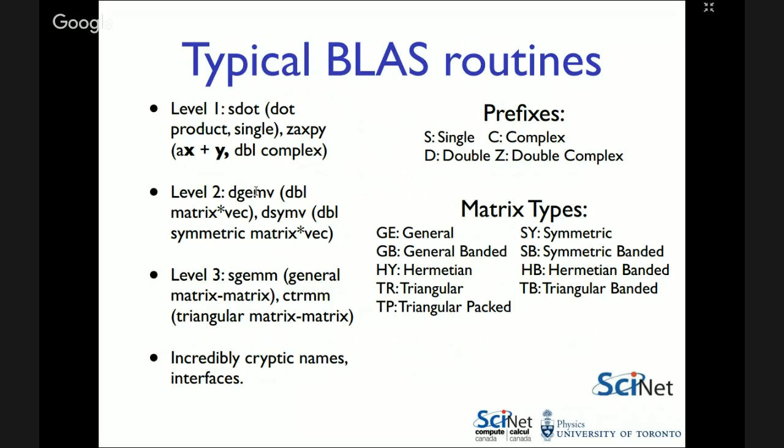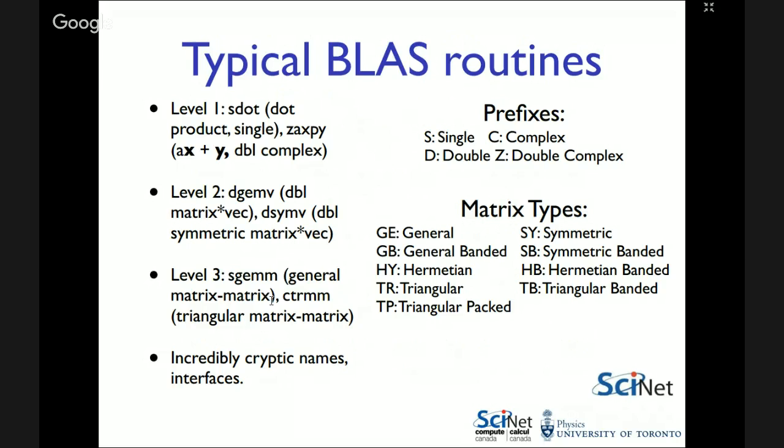If it is a general matrix, there is no structure associated with the matrix, it's general, GE. If it is a symmetric matrix, SY. And then MV stands for matrix vector multiplication. Okay. The third level is matrix operations.